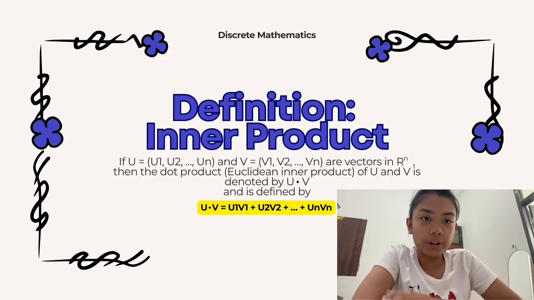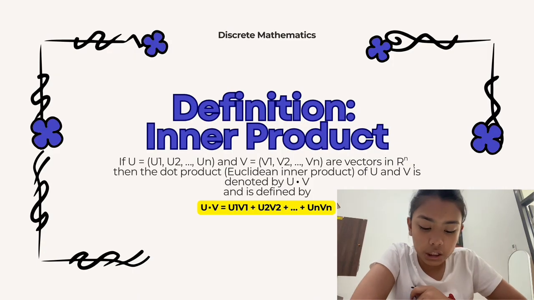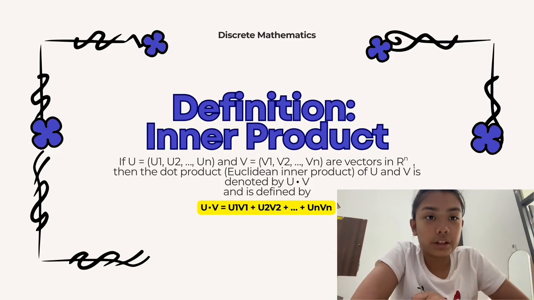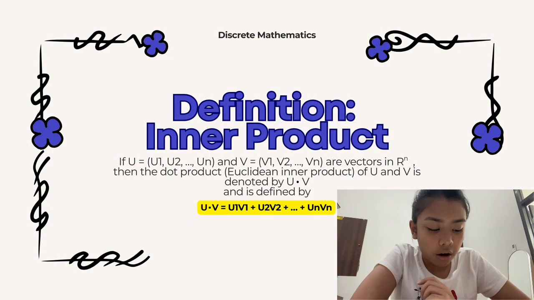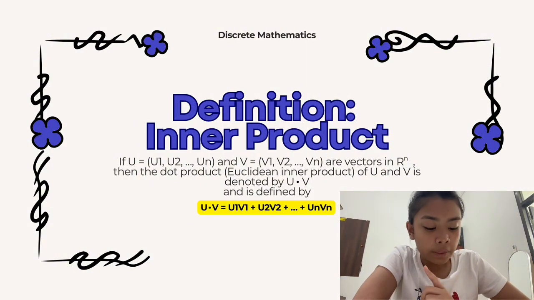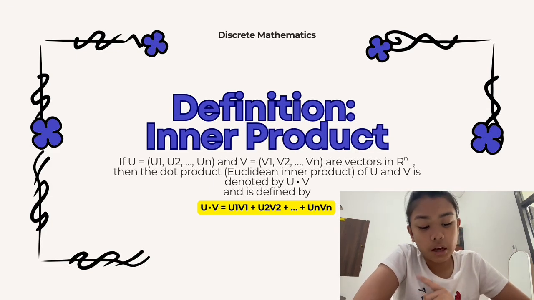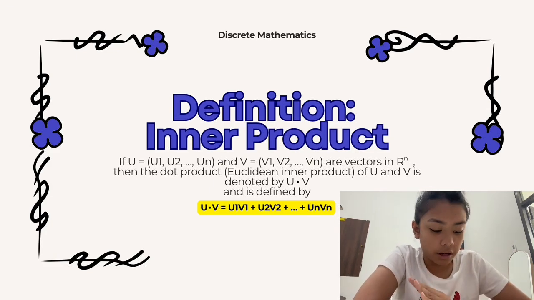Okay, let's start off with the definition of inner product. If U, which consists of U1, U2, U3, and so forth until Un, and V, which consists of the elements V1, V2, V3, and so on until Vn, are vectors in space R^n, then the dot product, also known as the Euclidean inner product of U and V, is denoted by U dot V, and is defined by U1 times V1 plus U2 times V2 plus U3 times V3, and so on until Un times Vn.